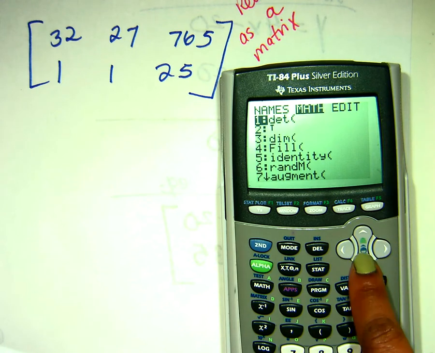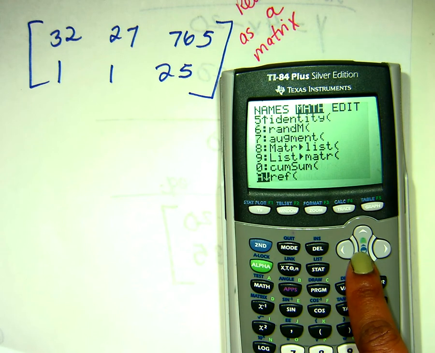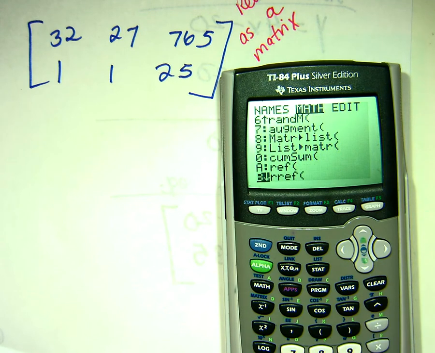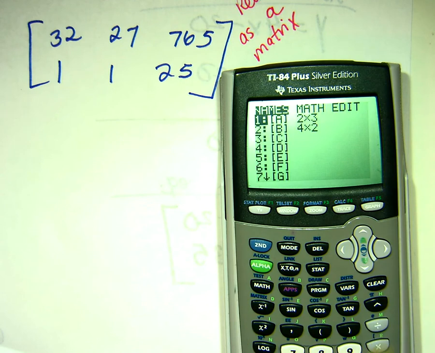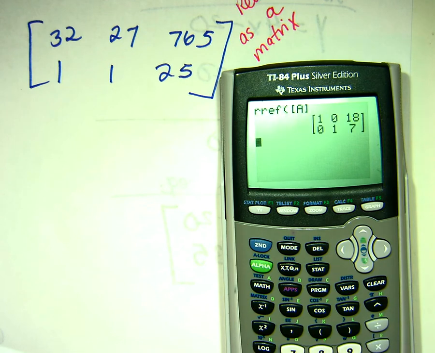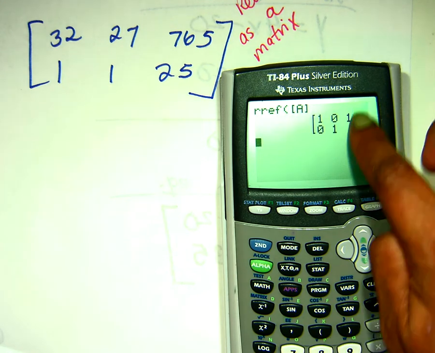And hopefully you remember that we're going to be using RREF. Notice how the steps are repeating themselves. So hit enter. Second matrix, enter, because you did option 1 or matrix A. And look at the last column.